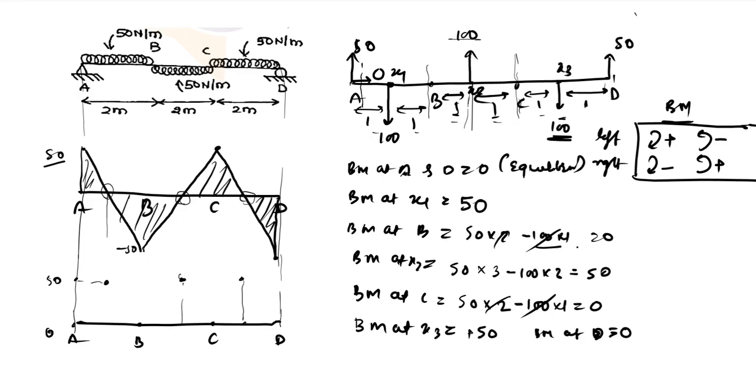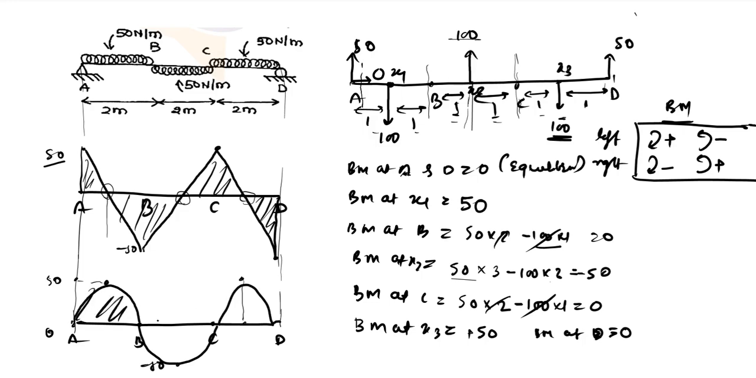Okay, this should be minus 50 at x2. That is what we calculated wrongly. So it should somehow go like this.